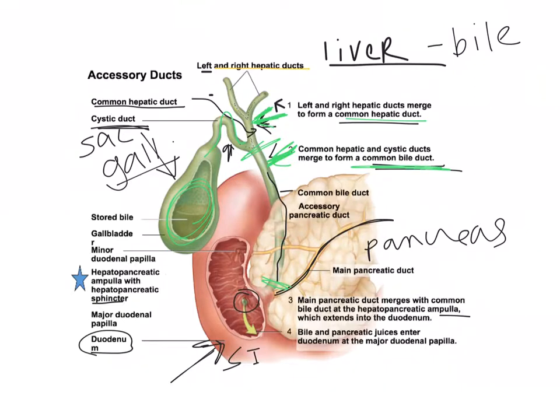Now, when they go to remove your gallbladder, they want to cut the cystic duct. They're going to cut that and take this out. If they cut here, it's going to cause problems because there's no place for the bile to drain.